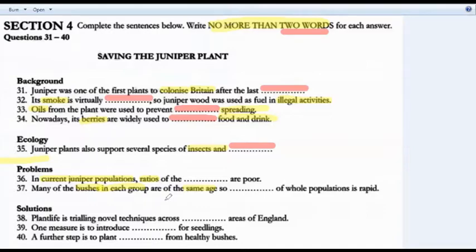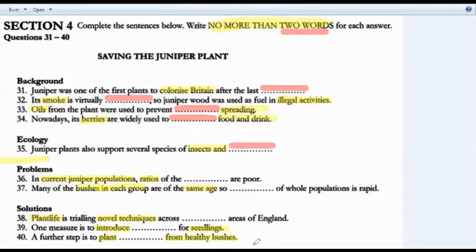38, plant life is trialing novel techniques. Okay, novel techniques. Also, plant life. This appears to be some sort of company or corporation or organization, perhaps. 39, one measure is to introduce blank for seedlings. Introduce and seedlings. 40, to plant something from healthy bushes.